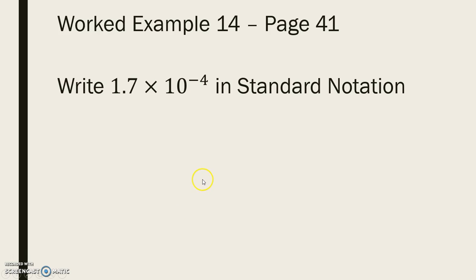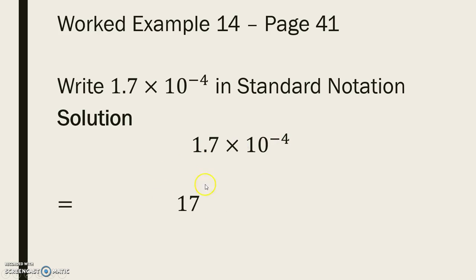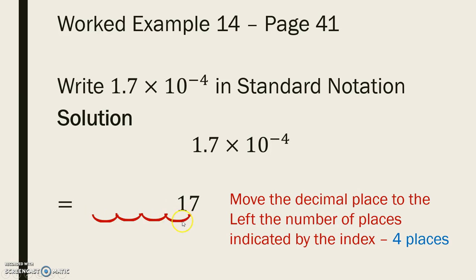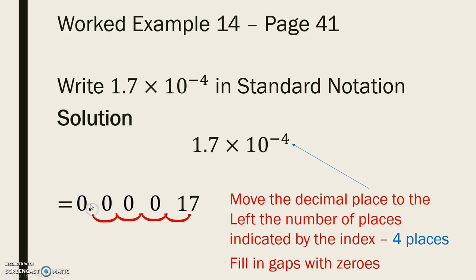Okay, going the other way. As before, write the digits we know. Now this time we're going to shift it to the left here to make the number a small decimal. We're going to shift it 4 places from here between the 1 and 7. 1, 2, 3, 4. So 1, 2, 3, 4. That's our decimal place there now. And then we fill in the rest with zeros. So 0.00017.